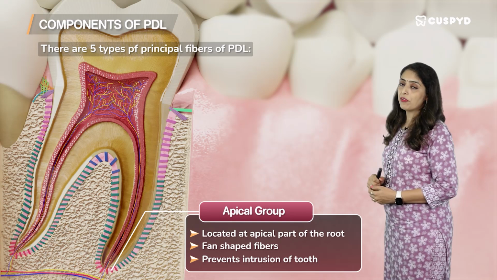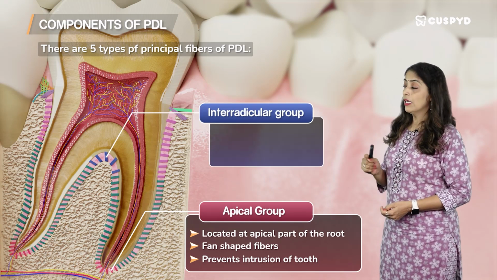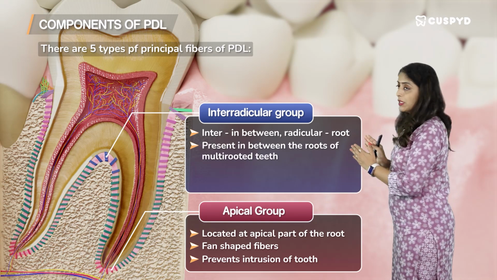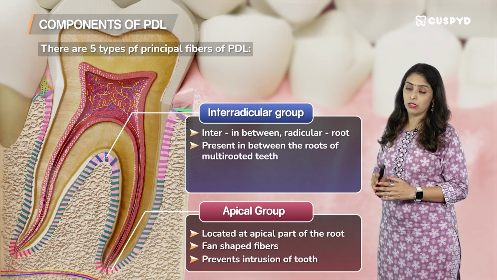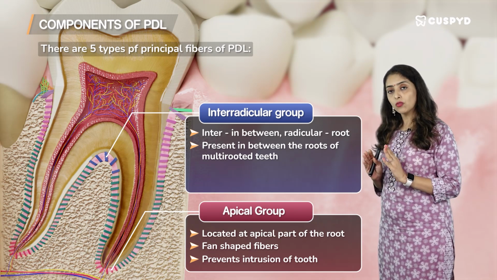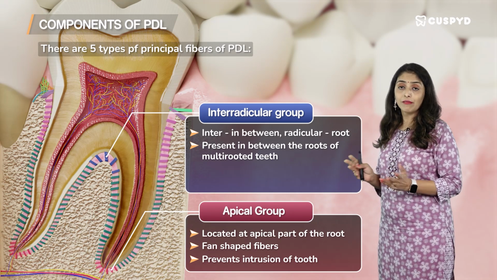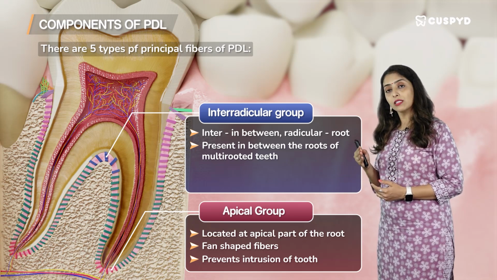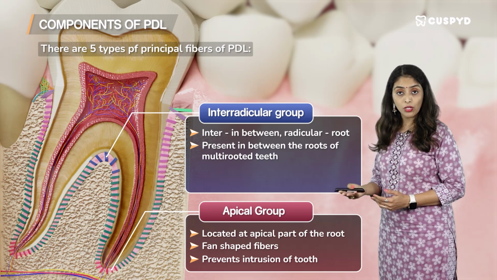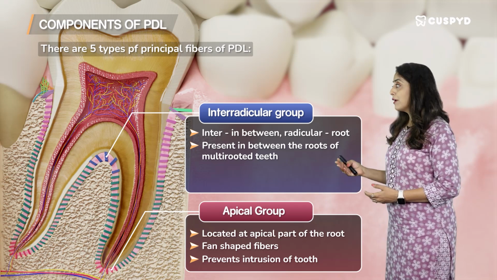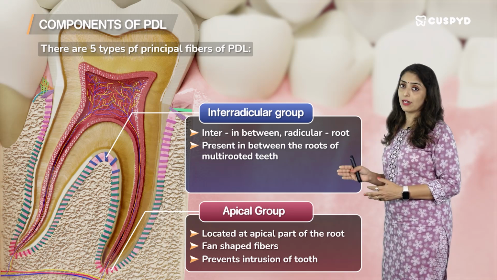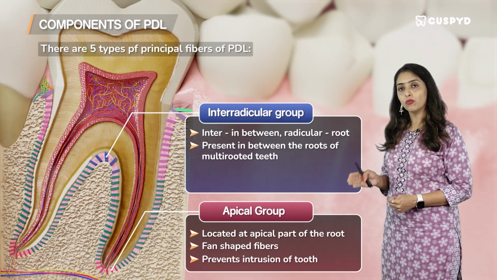And the last group of fibers is the interradicular. Inter meaning between and radicular meaning root. So, in between the roots of multi-rooted teeth, remember, interradicular fibers are always limited to one tooth. So, they will be seen only in multi-rooted teeth. And which are the multi-rooted teeth? You have the maxillary first premolar, which is a bi-rooted tooth. You have the maxillary molars, which are tri-rooted, and you have the mandibular molars, which are again bi-rooted. So, you will have these interradicular fibers only in multi-rooted teeth.